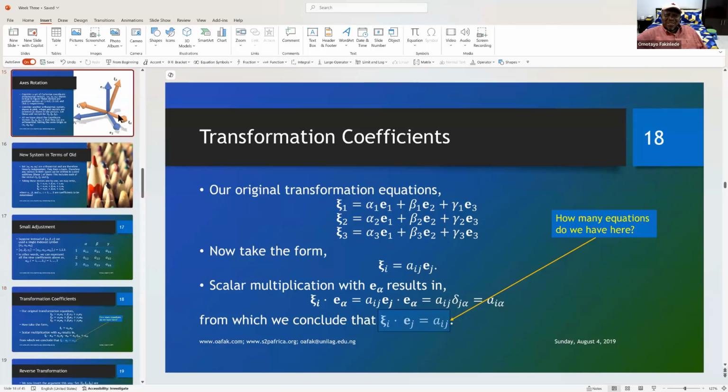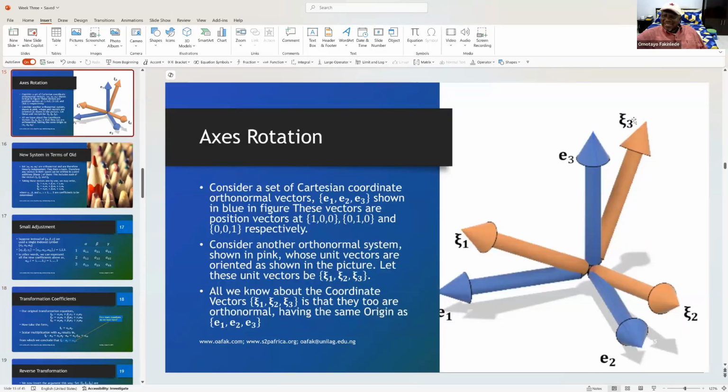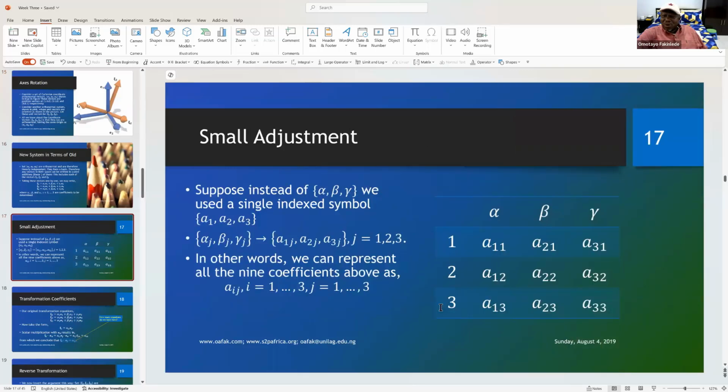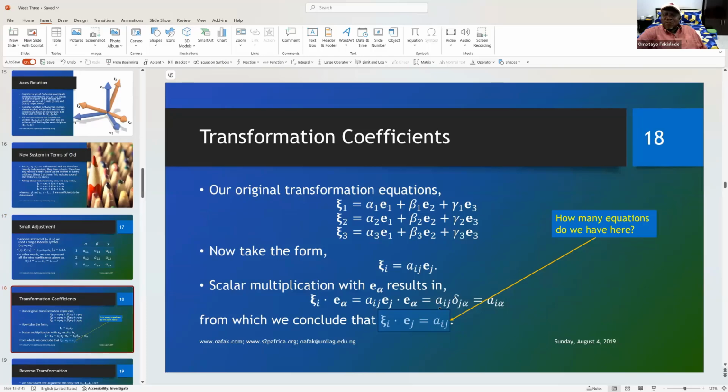Remember what we started with. We are just simply trying to see how we express these new coordinates in terms of the old. And we know that if we want to express the new coordinates in terms of the old, we need to find A11, A21, A31, A12, A22, A32, A13, A23, A33. What did we find here? We found that if we simply multiply scalarly xi_i with e_j, we get a_ij. So if you want to get A11, you multiply xi1 with e1. If you want to get A31, you multiply xi3 scalarly with e1, and so on. So that gives us everything that we want.